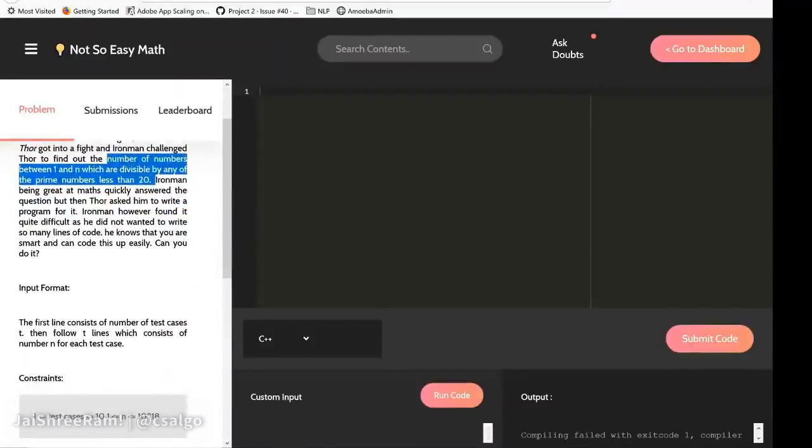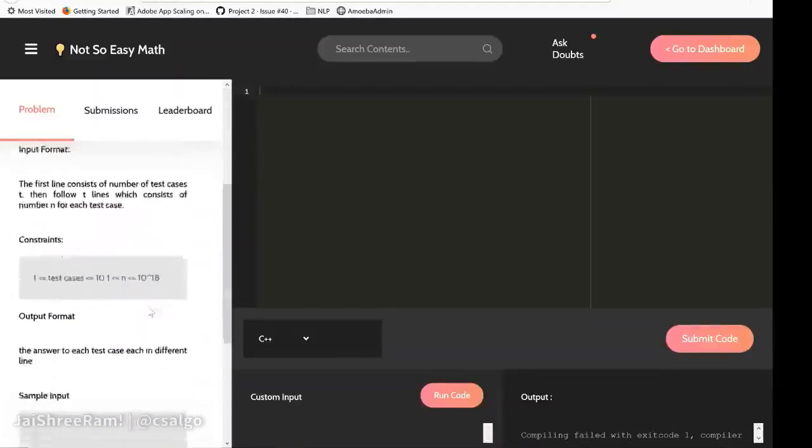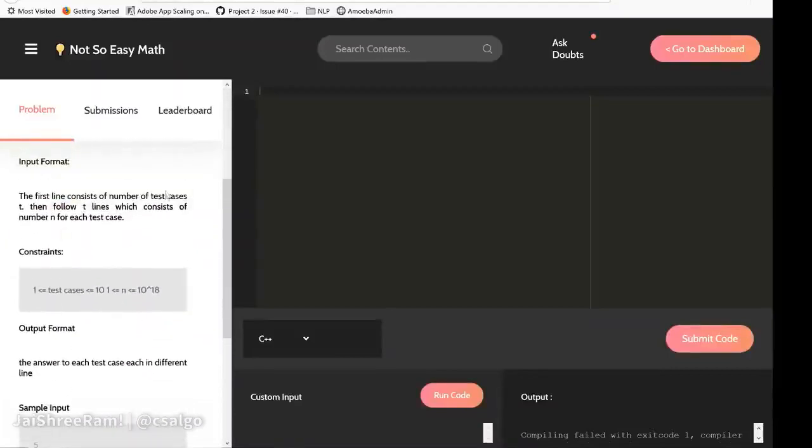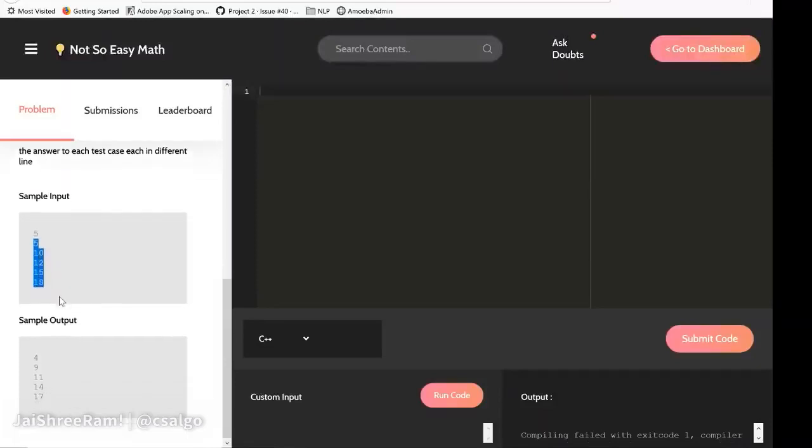So we need to write some code which will find the total number of numbers between 1 to n which are divisible by any of the prime numbers less than or equal to 20. So this is what we are going to see. In the input you will be given the number of test cases t, followed by t lines, one for each number n for each test case. So there are 5 test cases, and you need to find the number of numbers which are less than 5 and which are divisible by prime numbers.